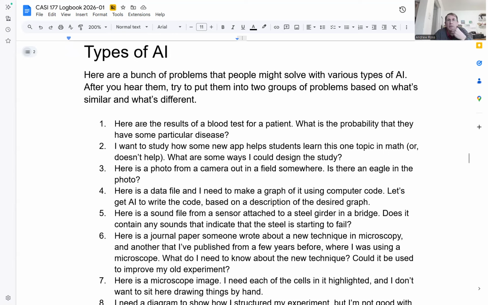So one study might be, here's the blood results for a patient, like amount of this protein and that protein and this chemical. What's the probability that they have some particular disease?